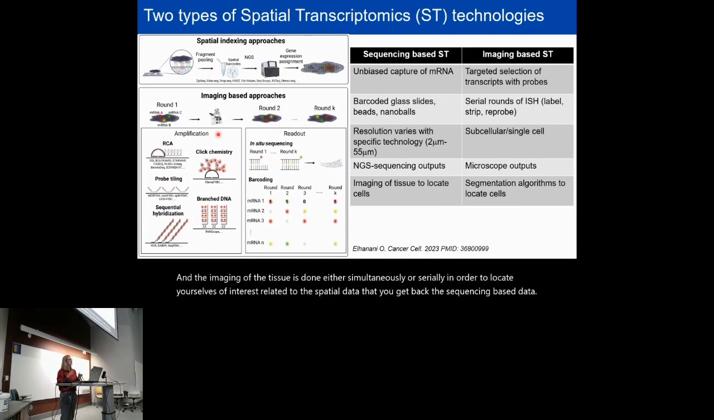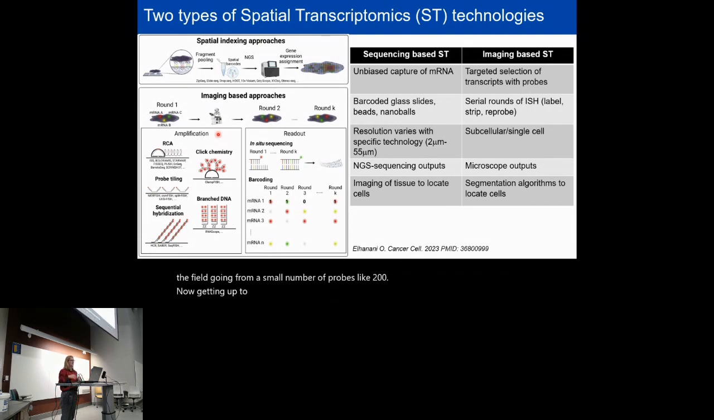In contrast, the imaging-based technologies are using, in general, a targeted selection of transcripts using pre-designed probe panels, right? And that's where there's a lot of space in the field, going from a small number of probes, like 200, now getting up to 5,000. The nice thing about the imaging-based technologies is, although you lose that unbiased nature, you get much better resolution.